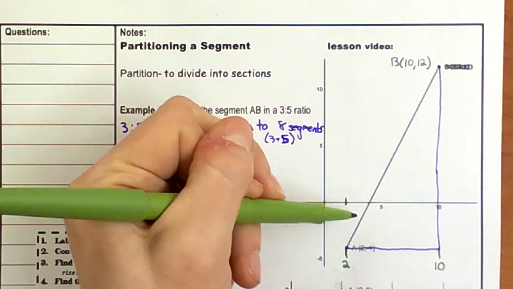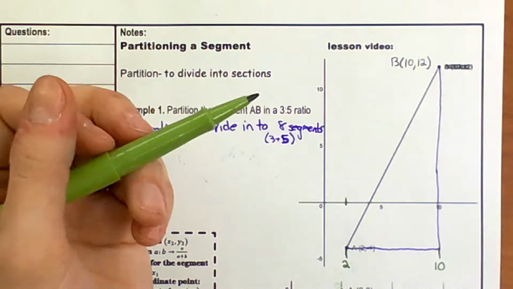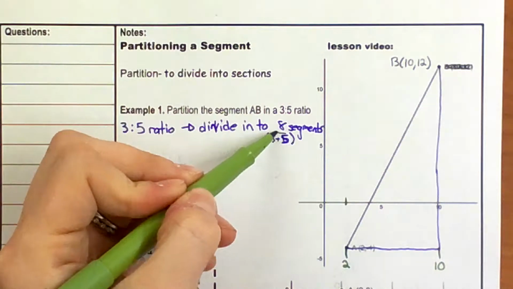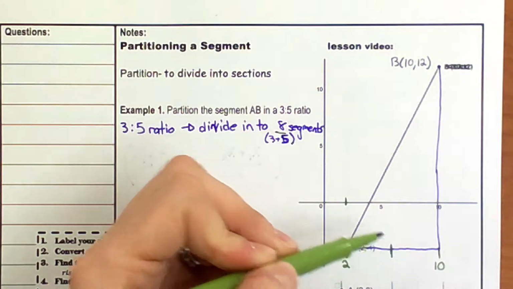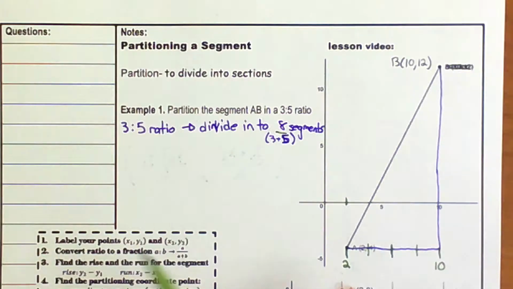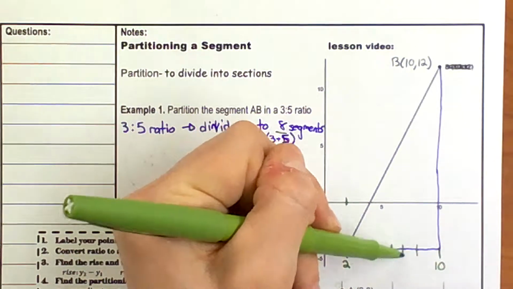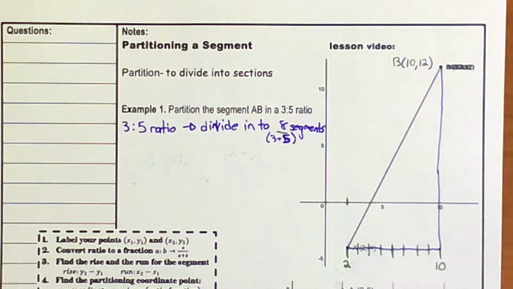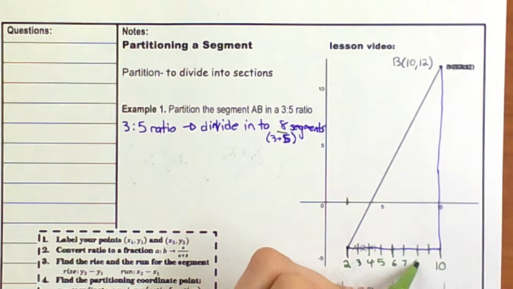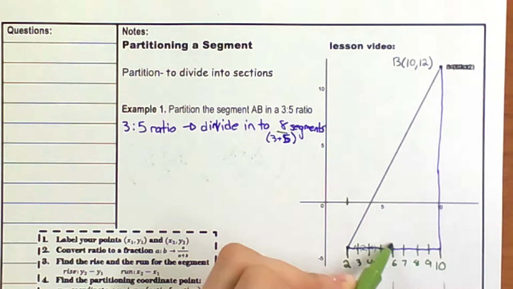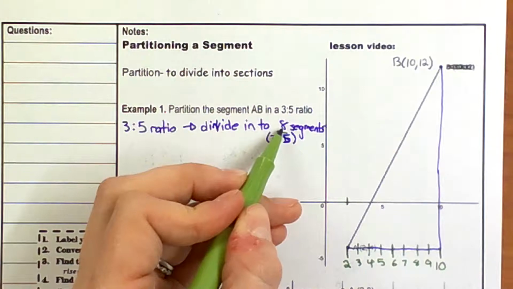So I could actually count in increments of 1. Let's see, break this into 8 segments. First of all, I'm going to cut it in half, and then I can cut that in half again. So I've got 1, 2, 3, 4, but I need 8. So I'm going to cut that in half again. Okay, so we could think about this as 2, 3, 4, 5, 6, 7, 8, 9, 10. So we've broken this into 1, 2, 3, 4, 5, 6, 7, 8 chunks, which is what we need to do.